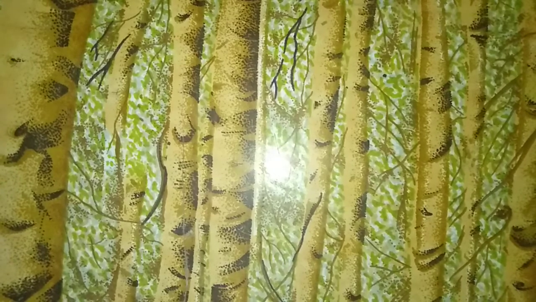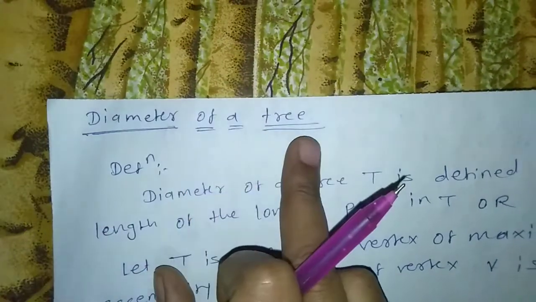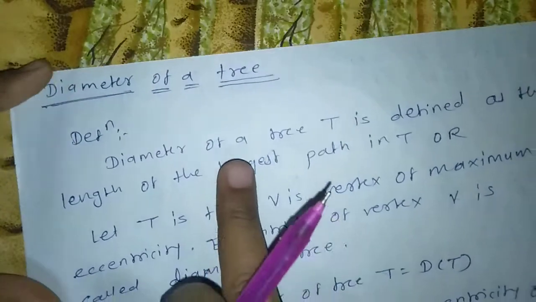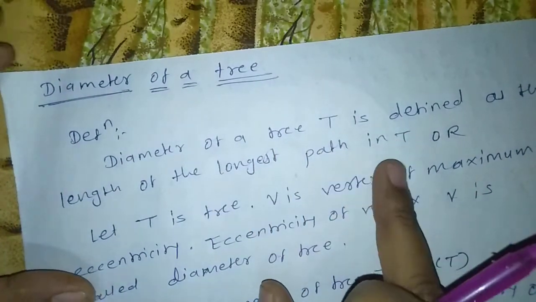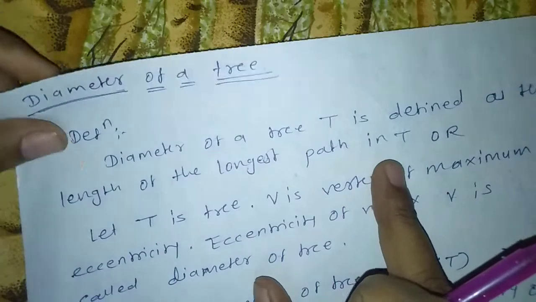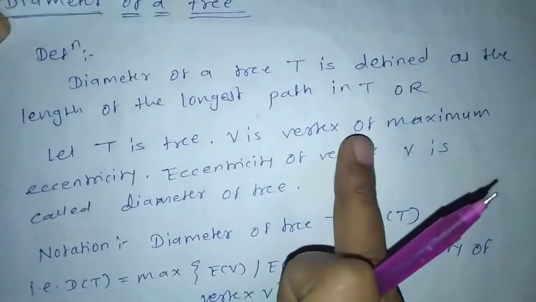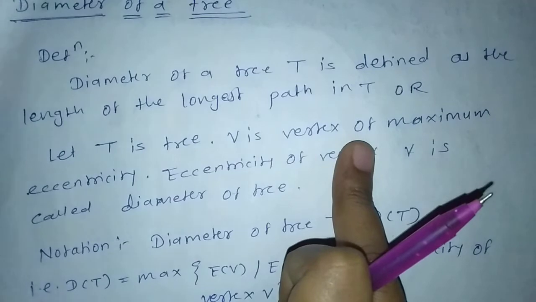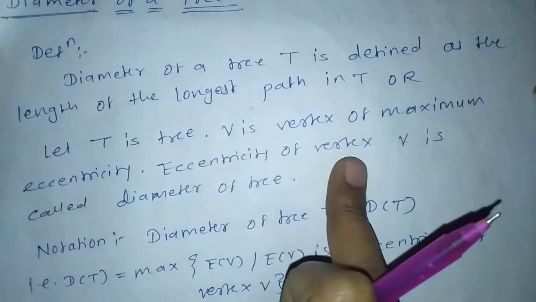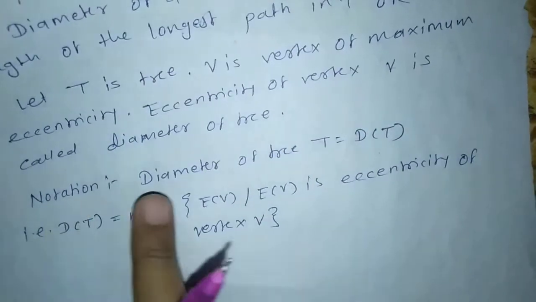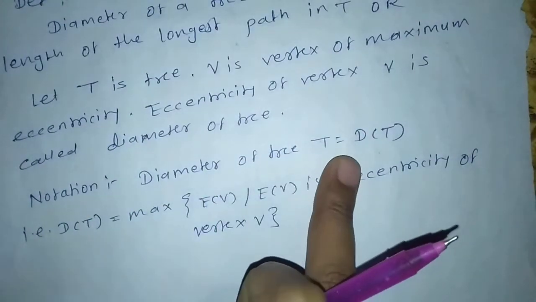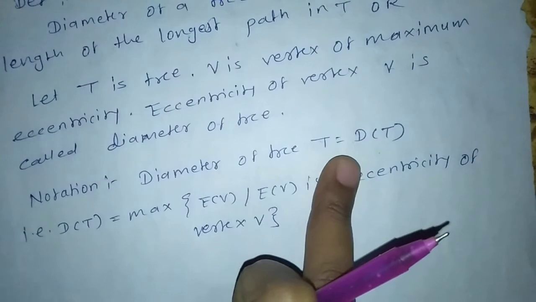Next point is diameter of a tree. Definition: diameter of a tree T is defined as the length of the longest path in T, or let T be a tree, the vertex of maximum eccentricity. Eccentricity of vertex V is called diameter of tree. Notation: diameter of tree T is equal to capital D of T.